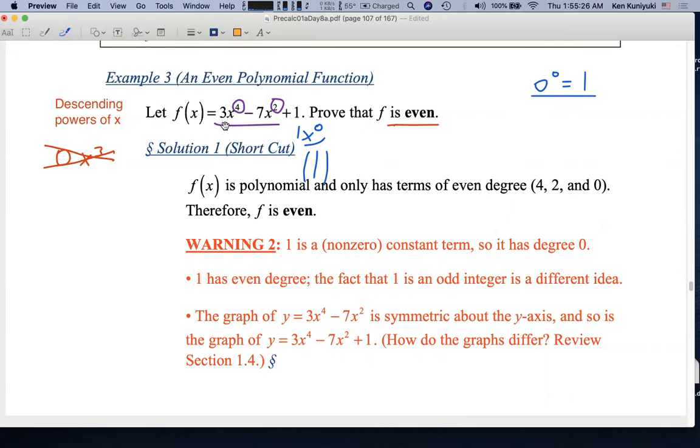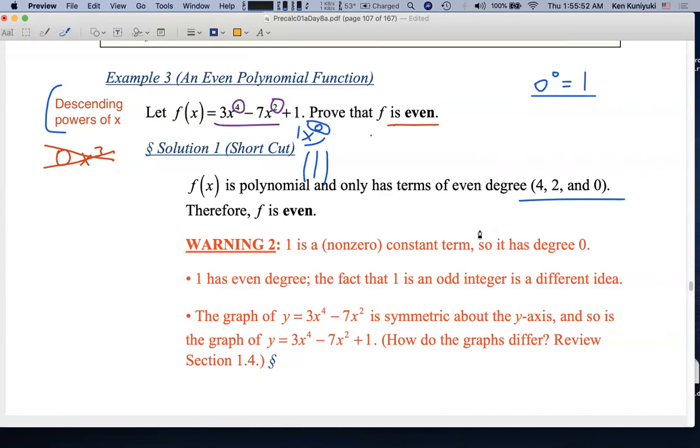So if you look at this as 3x to the fourth minus 7x to the second plus 1x to the 0, notice that all the exponents on x are even. We have the nice descending powers form, so it's not a surprise that the corresponding function is even. These even exponents, 4, 2, and 0. It doesn't matter what the coefficients are. I don't care that 3, -7, and 1 are odd integers.